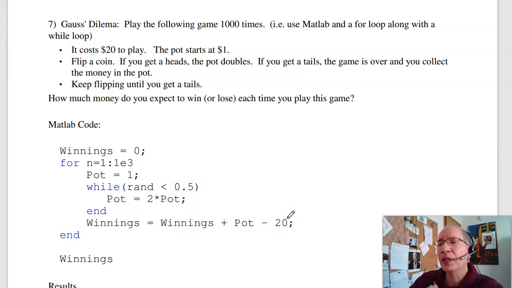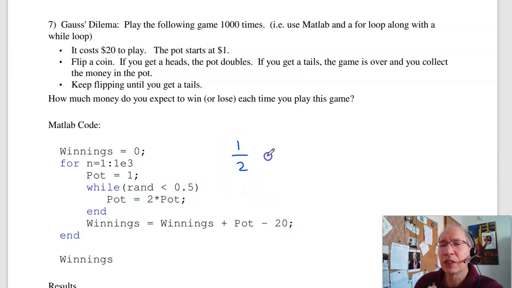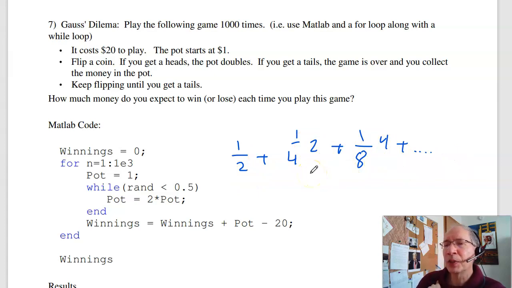Now in theory, the winnings are infinite because I have a half chance of winning $1, plus a fourth chance of winning $2, plus an eighth chance of winning $4, and so on. Add them all up, I get a half, plus a half, plus a half, plus a half, out to infinity. The expected winnings are infinity. So based upon the expected winnings, I really want to play this game.